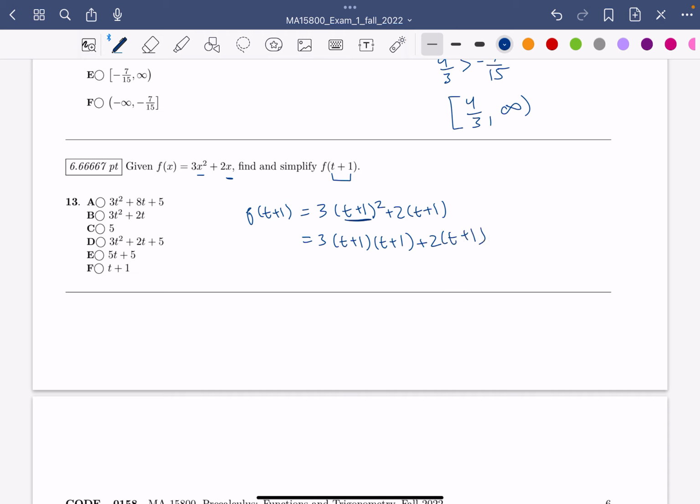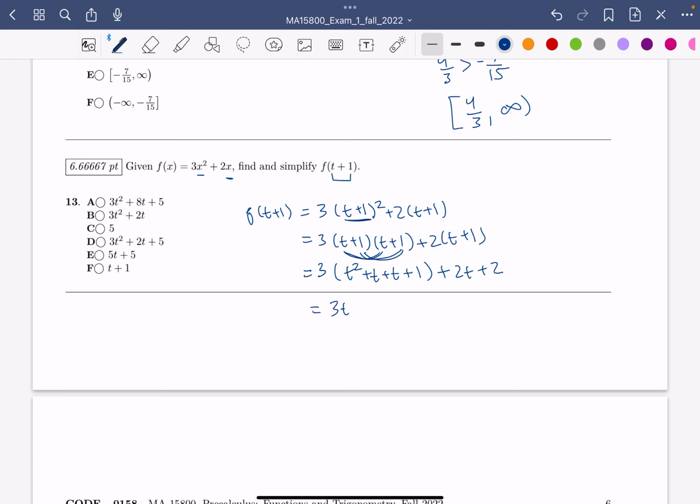I'm going to distribute. So we have 3 times t squared, and then t times 1 is t, so plus t. 1 times t is t, so plus t. And then 1 times 1 is 1, so plus 1. Plus 2t plus 2. Now we just got to simplify some more.